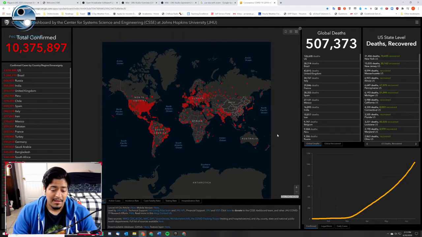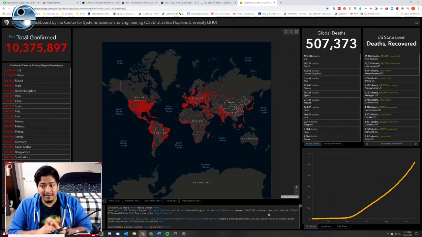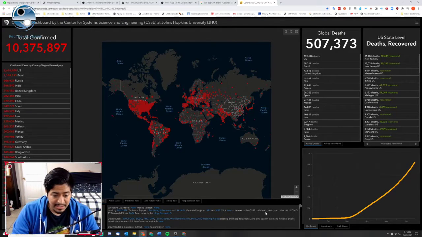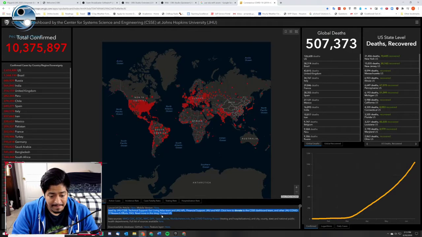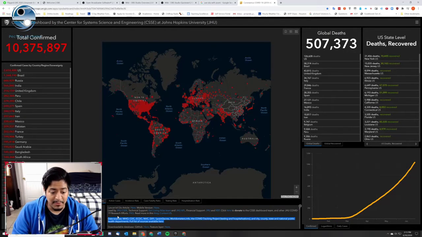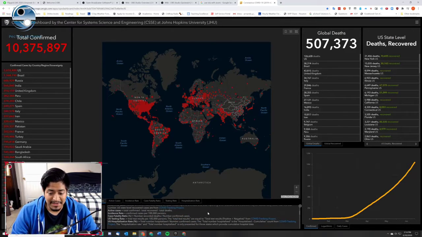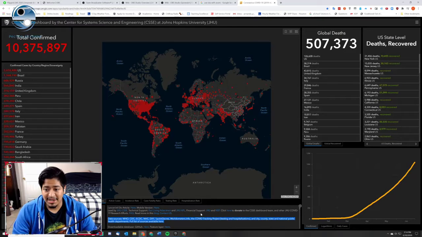engineering department. They basically take the data that is shared by almost all the government agencies, national, local agencies. If you look down here, they say that it's from all these places right here, the WHO, CDC, ECDC, which is, I think that's the Chinese Center for Disease Control, or is that one of the other ones? There's basically a lot of different places that they're getting their information, and I would say this is one of the more accurate maps out there.